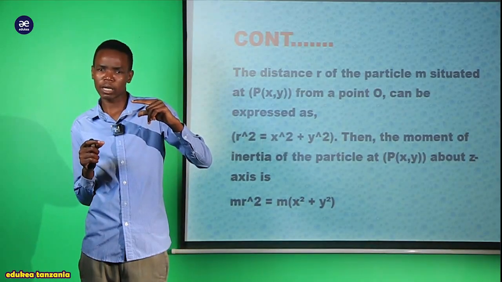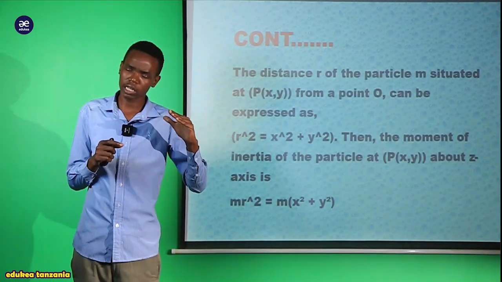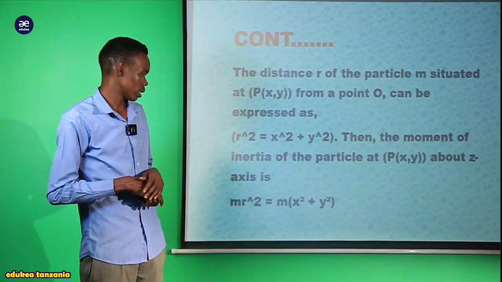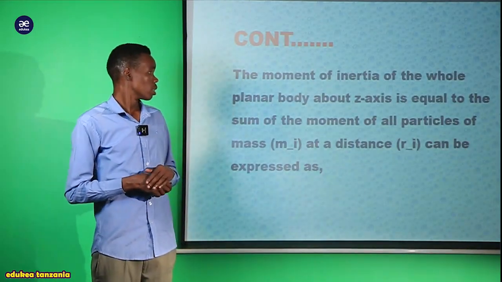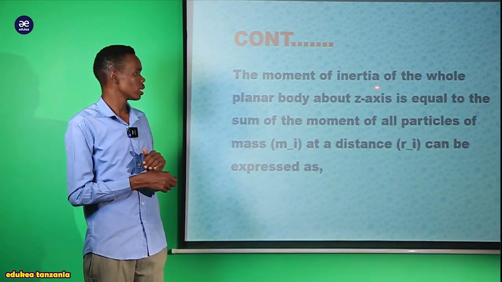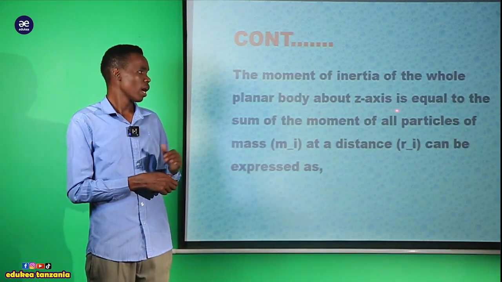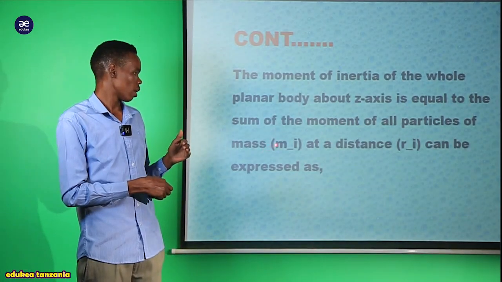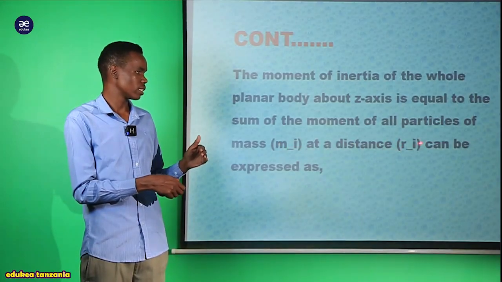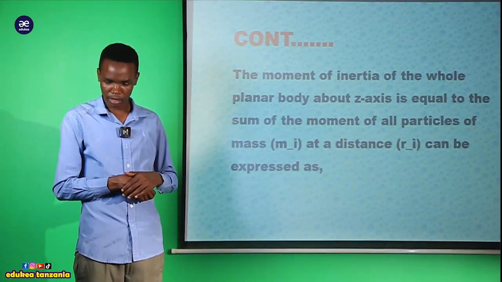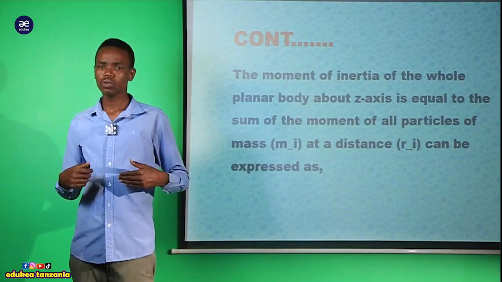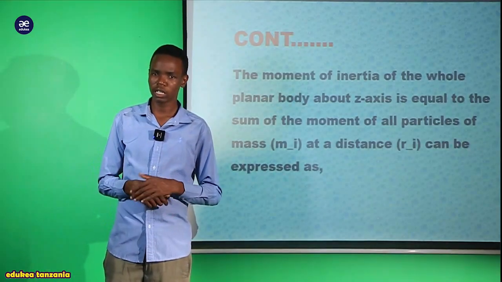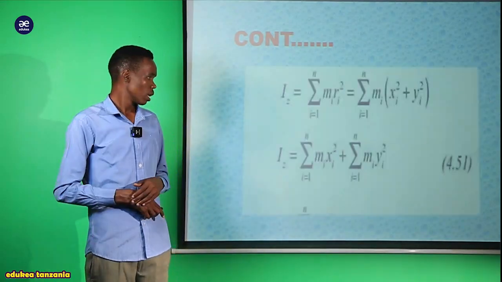Now we are going to demonstrate the formula of obtaining the moment of inertia through the z axis and also the summation of that along the x axis and also the y axis. So the moment of inertia, my dear student, of the whole planar body about the z axis is equal to the sum of the particles of mass m at a distance r, which can be expressed as this one. So we are going to see how we can obtain that formula.